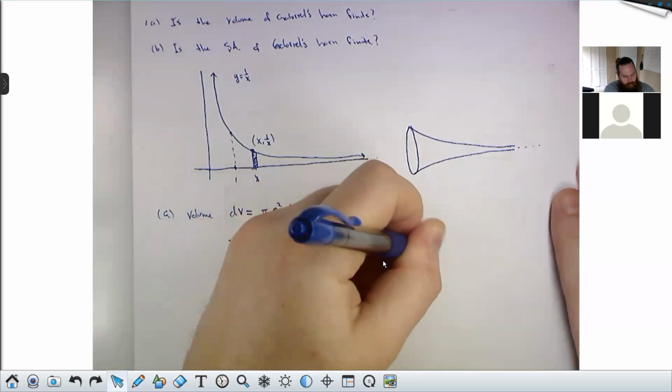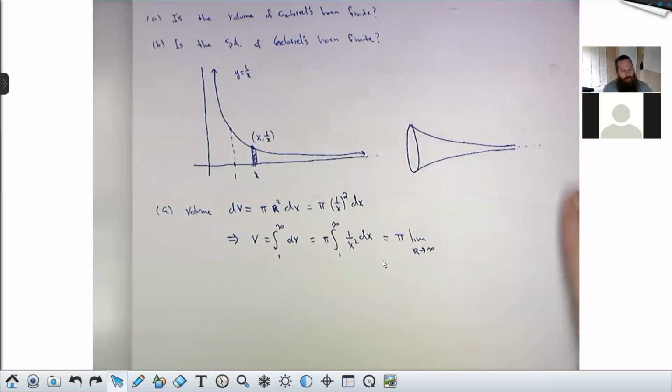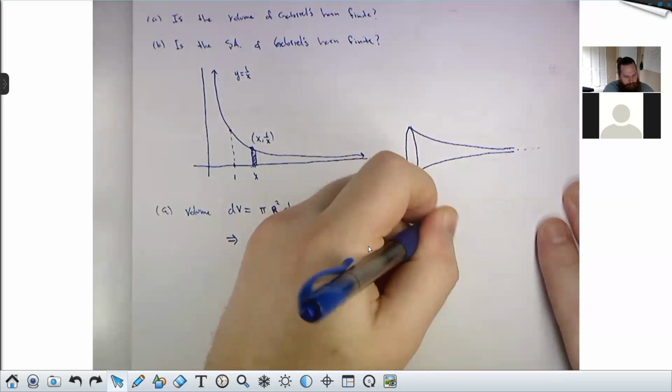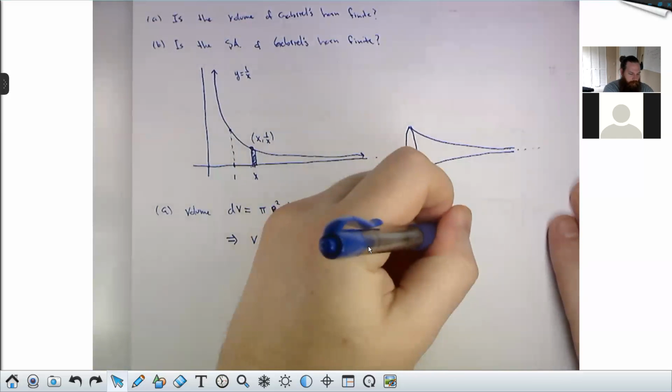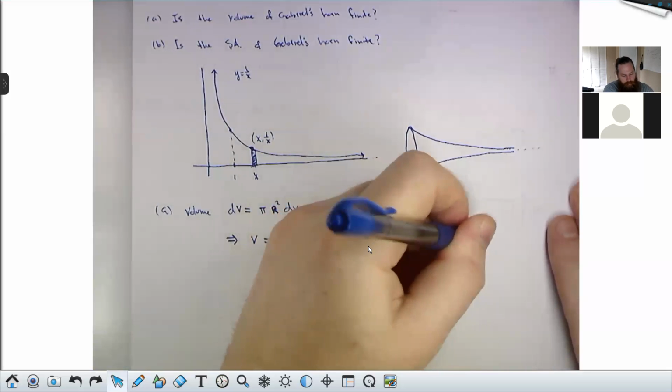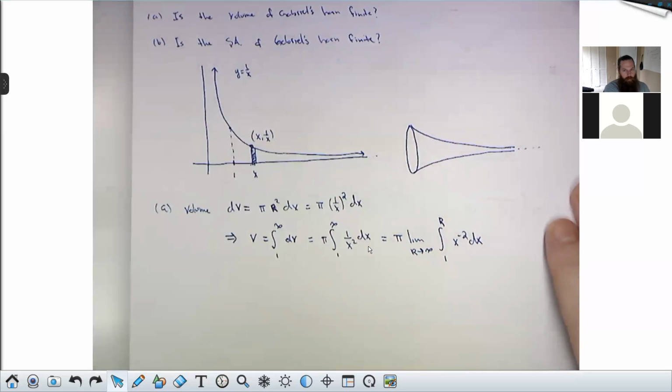remind ourselves how to set these up. There was some issue on the test where people got sloppy and didn't write their limits when they did these improper integrals, all sorts of things. So I just want to run through one of these carefully and correctly.